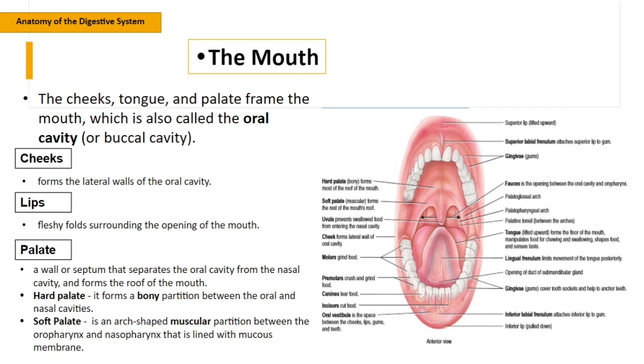So again, here are the things that you can find inside the mouth that is part of our digestive system. Number 1, your cheeks, the lips, and of course the palate, which is again a wall or septum that separates the oral cavity from the nasal cavity, and it forms the roof of our mouth. It can either be a hard palate, which is a bony partition between the oral and the nasal cavity. It is hard because it is bony. Bone kasi, di ba, is matigas or hard. We also have your soft palate, which is an arch-shaped muscular partition between the oro and the nasopharynx that is, of course, lined with mucous membrane.